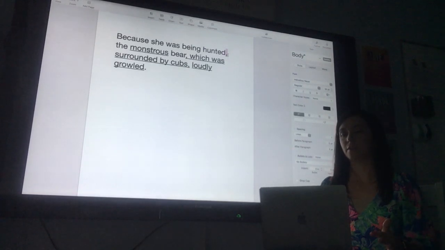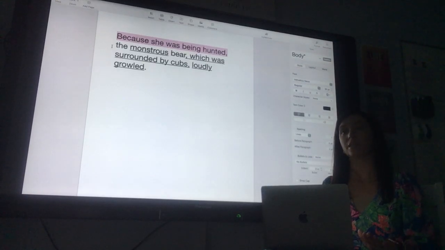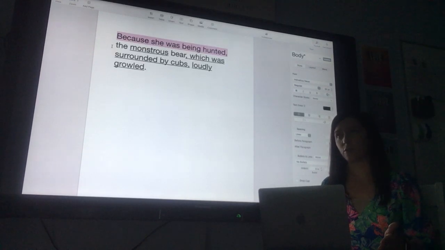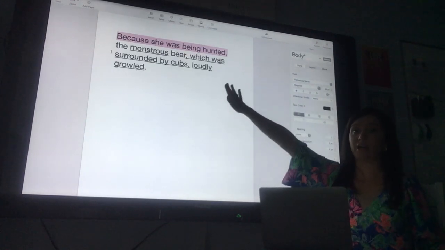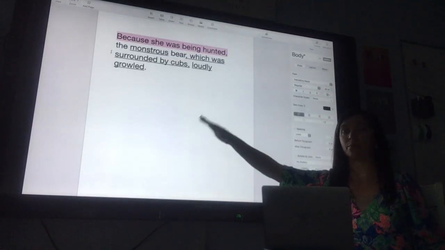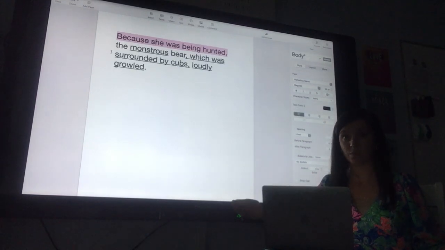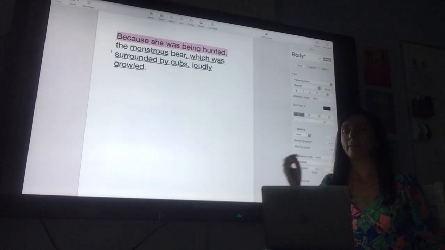So think about this. If what's highlighted is your dependent clause, let's read the rest. The monstrous bear, which was surrounded by cubs, loudly growled. Are you waiting to figure anything out? Are you waiting for me to explain something else with that? No. It's the independent clause. The part that is not highlighted is the independent clause. It can stand on its own. It doesn't need anything. But dependent clauses depend on the independent clause to finish the thought.